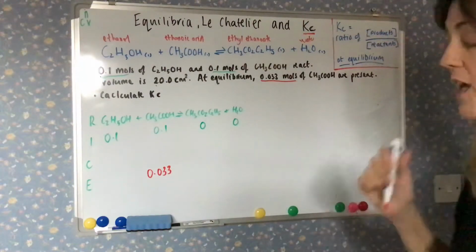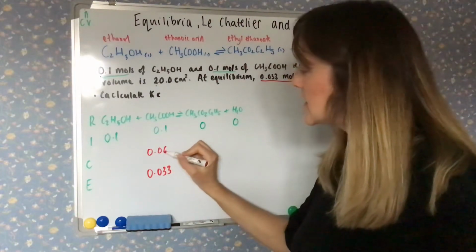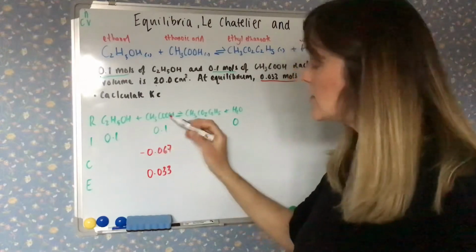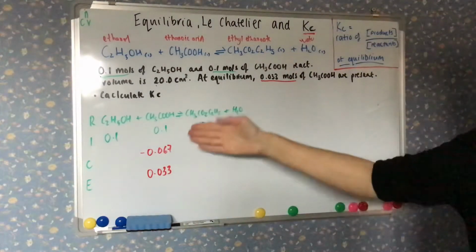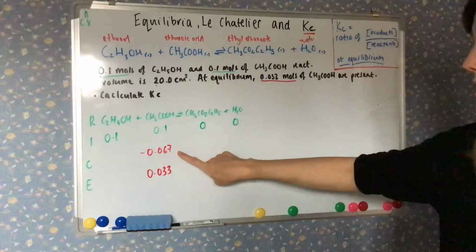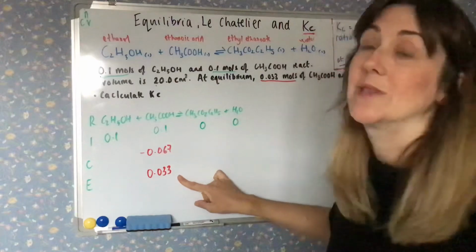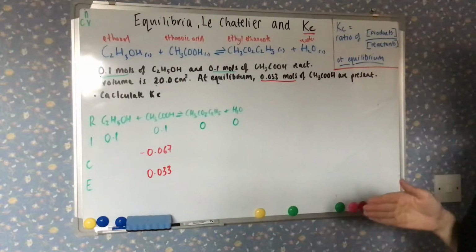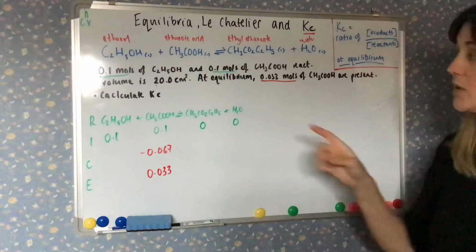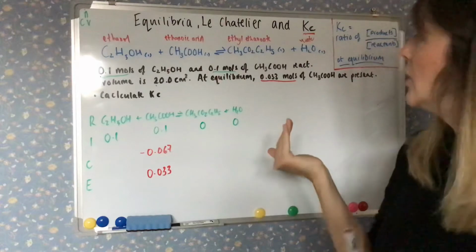That means we've had a change of 0.067 moles. We can put a minus just to show it's decreased if you want to. But what's happened is we've started with 0.1 moles, decreased by 0.067 moles, and we have 0.033 moles left. Okay, happy with that? Now, the next thing we have to do is have a look at the stoichiometry of the reaction. So this is a really simple one to get you started.